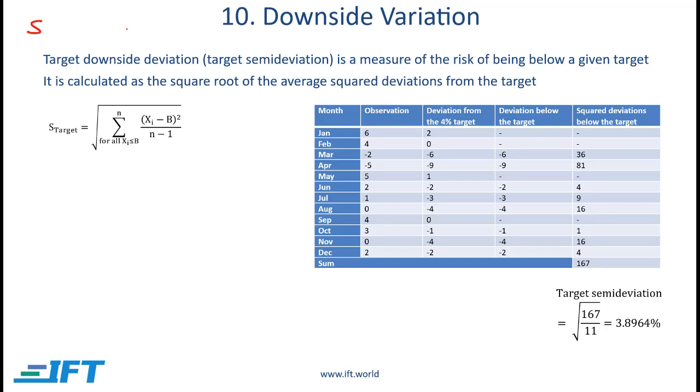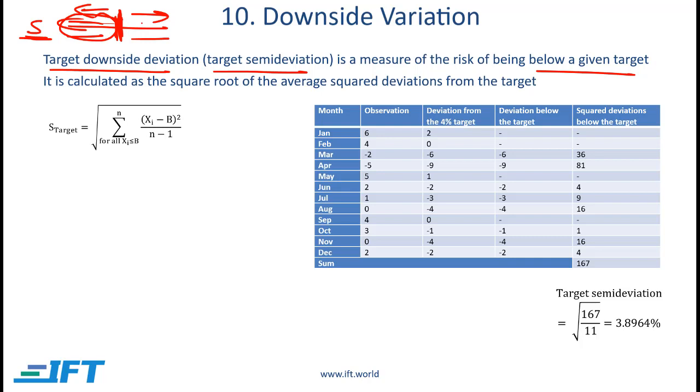The standard deviation measures deviations on both sides of the mean. So if this is the mean, we have certain positive deviations and negative deviations, and the measure that we calculated actually considers both the positive and the negative deviations. The target downside deviation, which is also called the target semi-deviation, is a measure of the risk of being below a given target. So this particular measure only focuses on the deviation that's below a certain level. And the reason this measure is used is that often investors are concerned with the risk of being below a certain level. They are not concerned with the returns or the numbers being above this target level, and that's why we need to understand this particular measure.